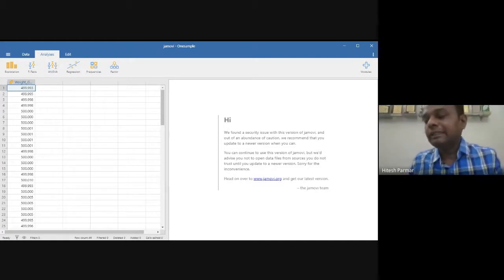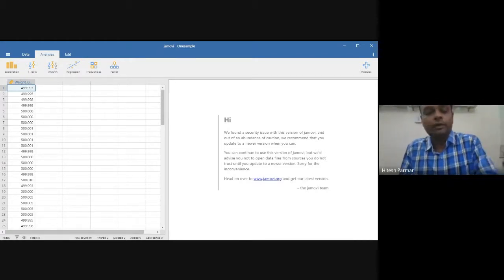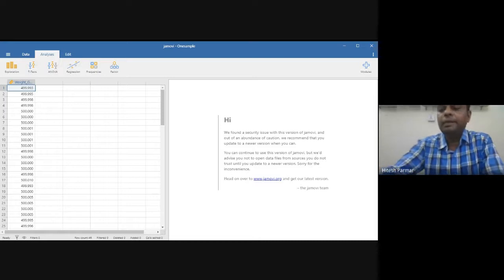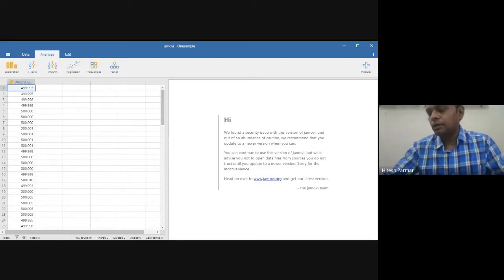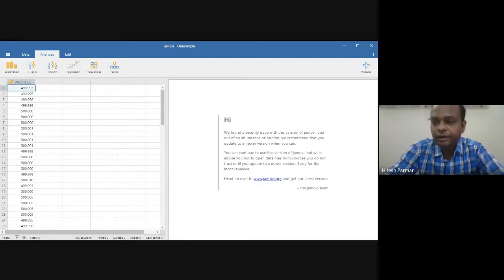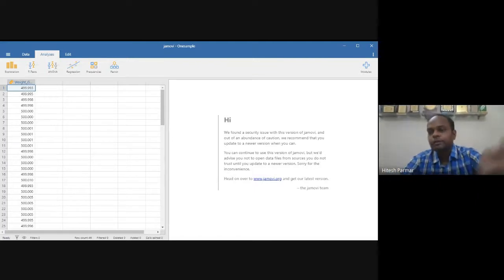So again, in one sample t-test, we are comparing our sample mean with some standard or specific value. So null hypothesis will be no significant difference between a sample mean and a standard value. An alternative hypothesis will be there is a significant difference between a sample mean and a standard value. So this is what we are just checking when we apply one sample t-test.